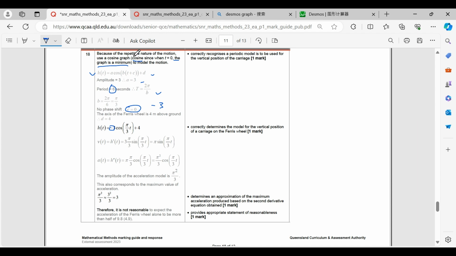Also, the reason they give for choosing cosine is not correct either. Even for this d, it doesn't matter. Let's just say we assume the ground as 0 for the vertical direction. Actually, they don't have to choose the ground as 0. They can choose the center of the circle to be 0. In that case, d would be 0. Even if d is 0, it won't affect the final answer.